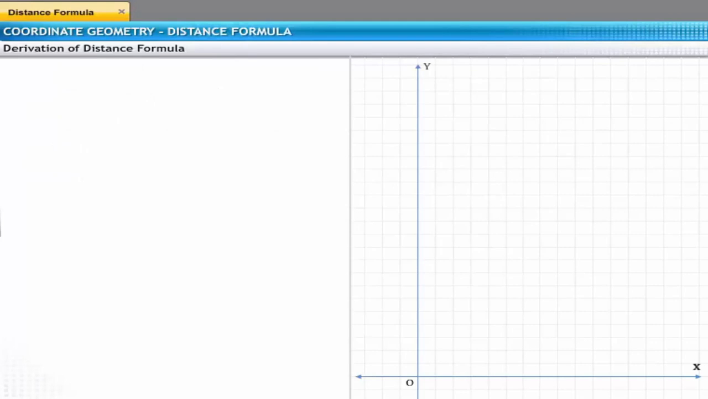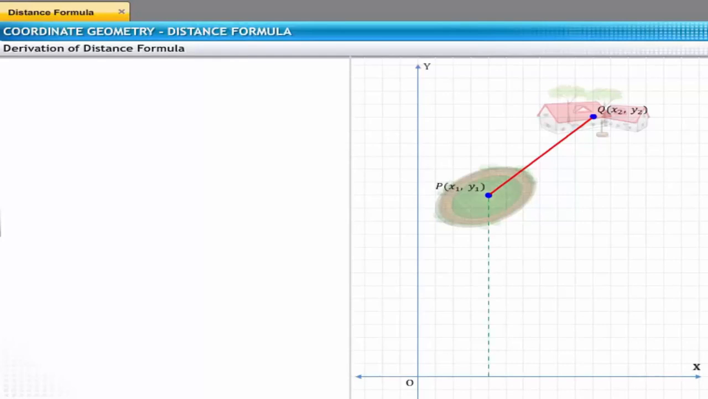First, let us derive a generic formula to obtain the distance between any two points with the help of their coordinates. In the graphical representation of the distance formula on the screen, let point P, (x1, y1), represent the stadium on the graph, and point Q, (x2, y2), represent the school. To find the distance between points P and Q, we draw a perpendicular line from point P to the x-axis. This line intersects the x-axis at point R.